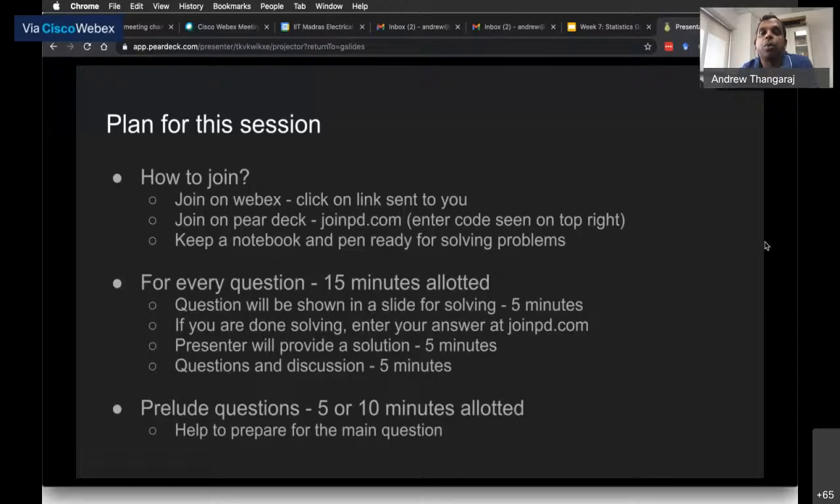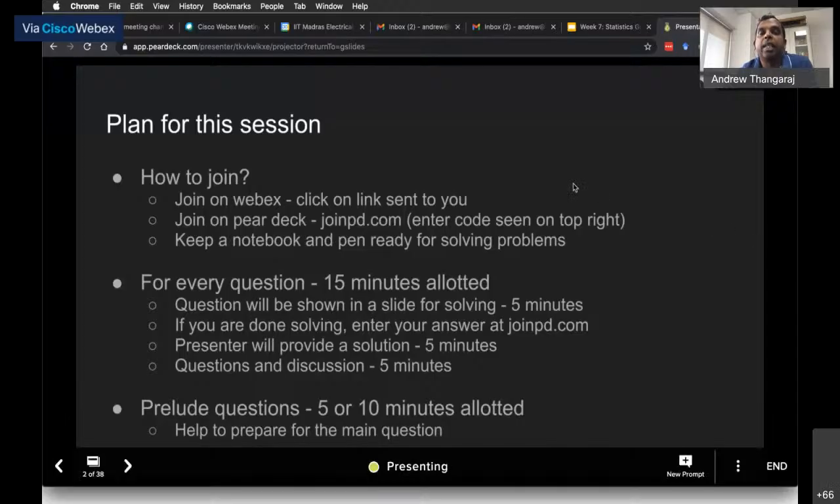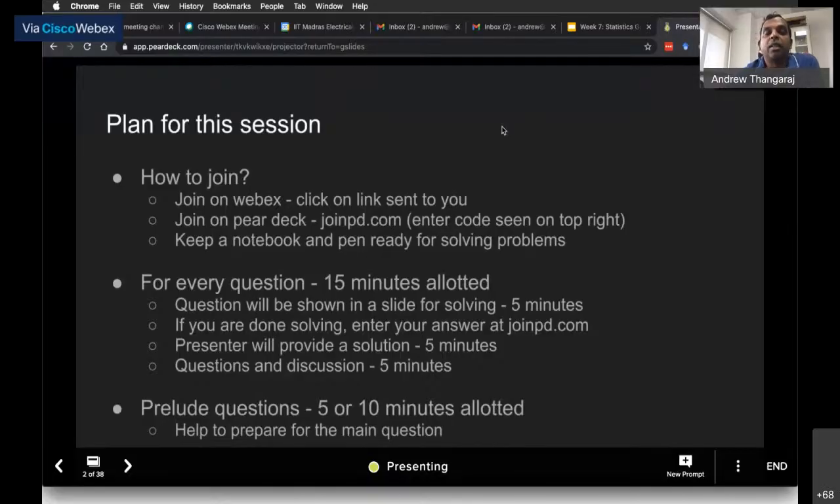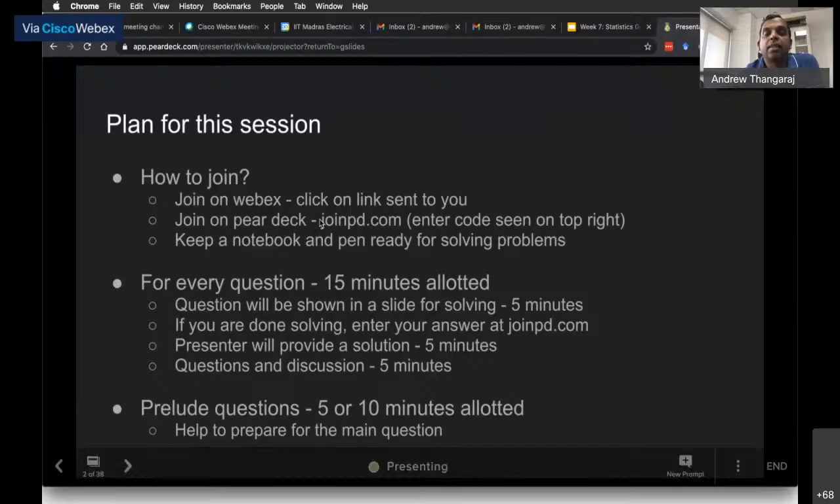It's very important that you do not enter any answer on the chat window on WebEx. Use the chat window on WebEx only for specific subject questions you have. Don't put any answers on the chat window. All the answers you have to put on joinpd.com after you've entered the code. Hopefully this is clear. We'll go through problems one after the other.